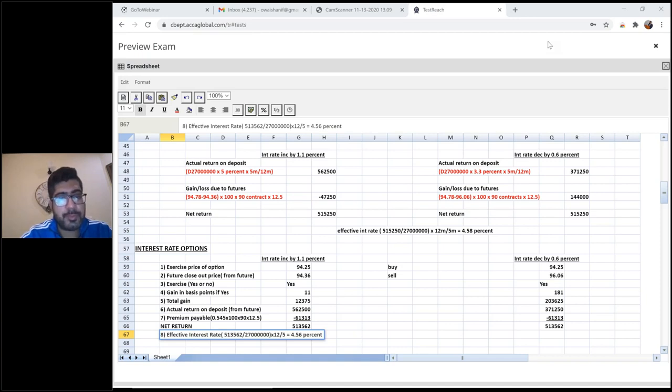Because premium is in percentage, you need to compare in numbers. Wami, you can check the Word file. The formula for total gain is gain in basis points into number of contracts into tick.